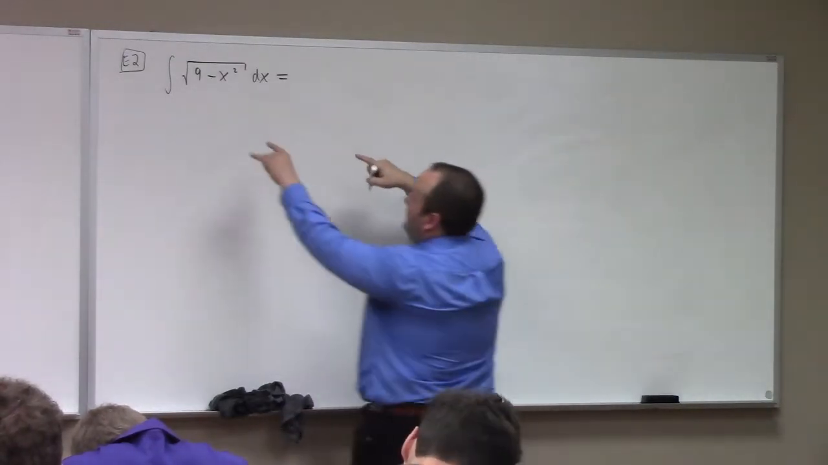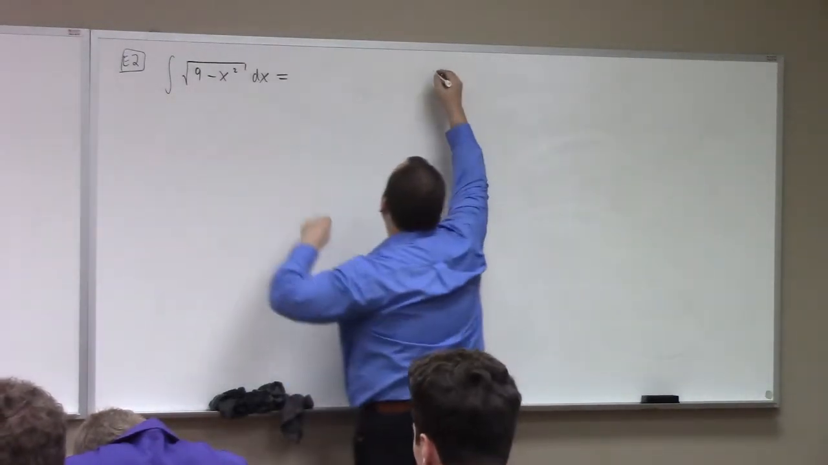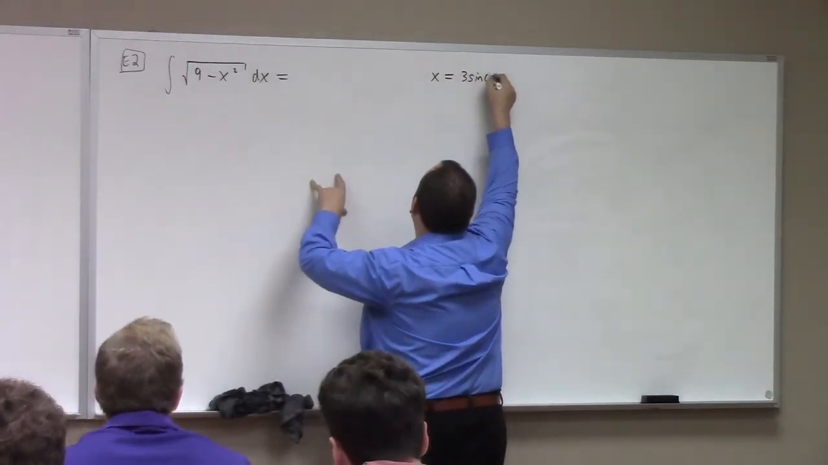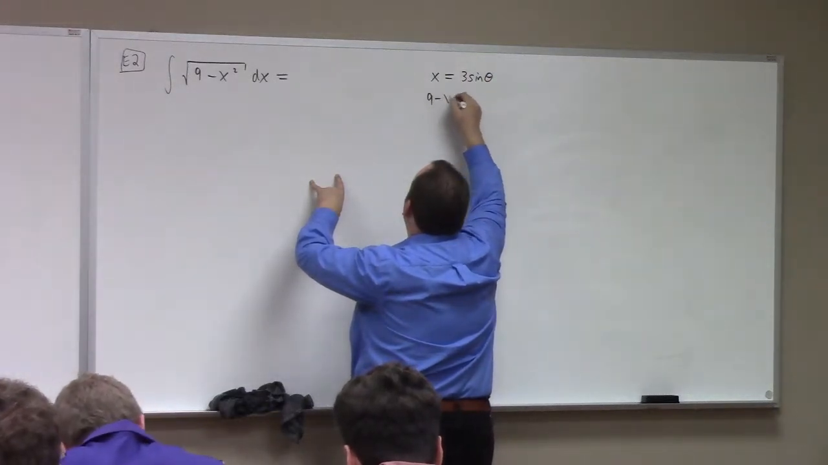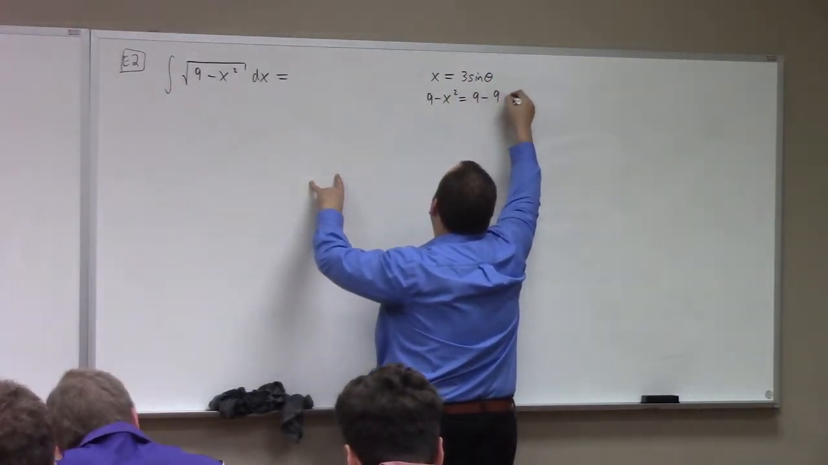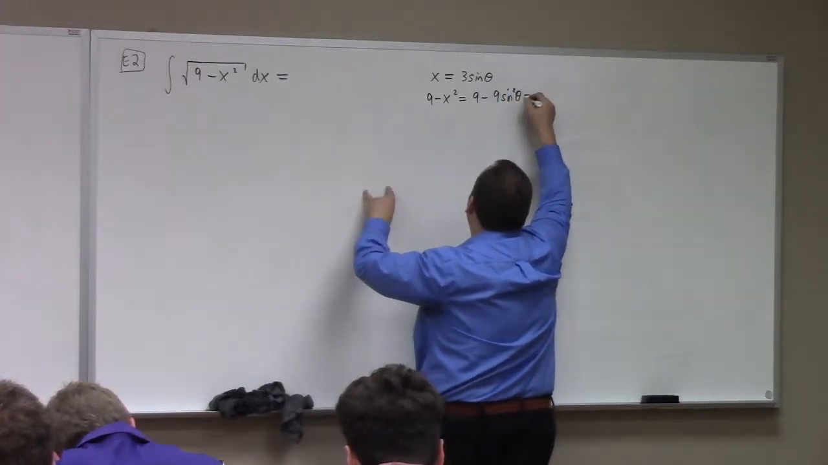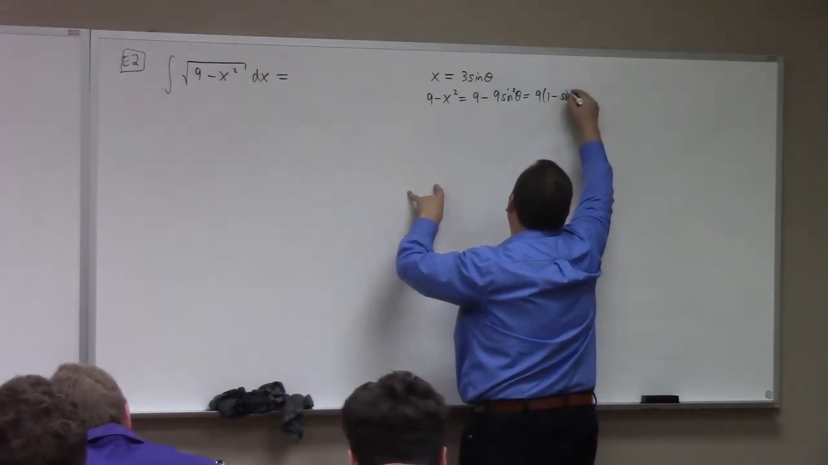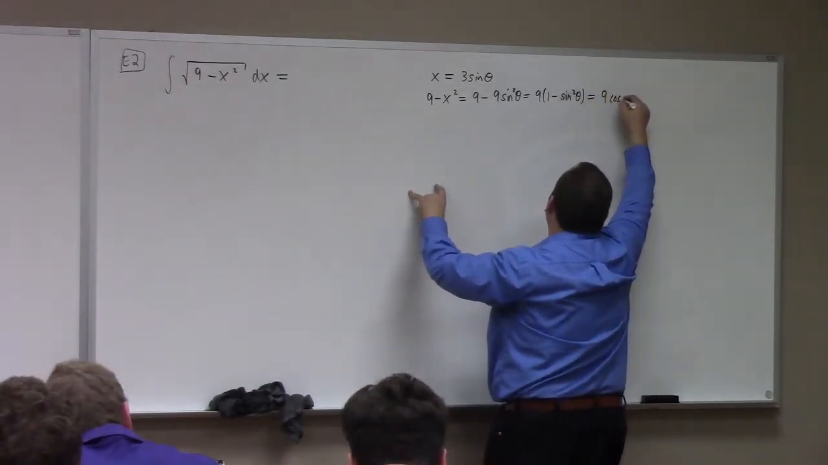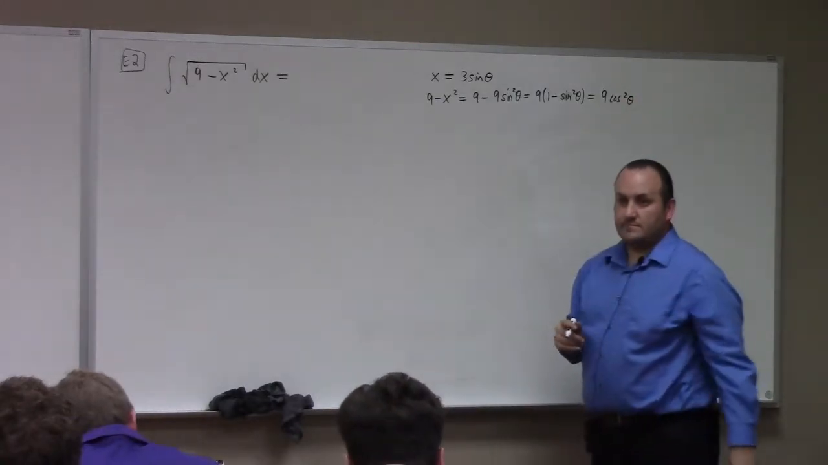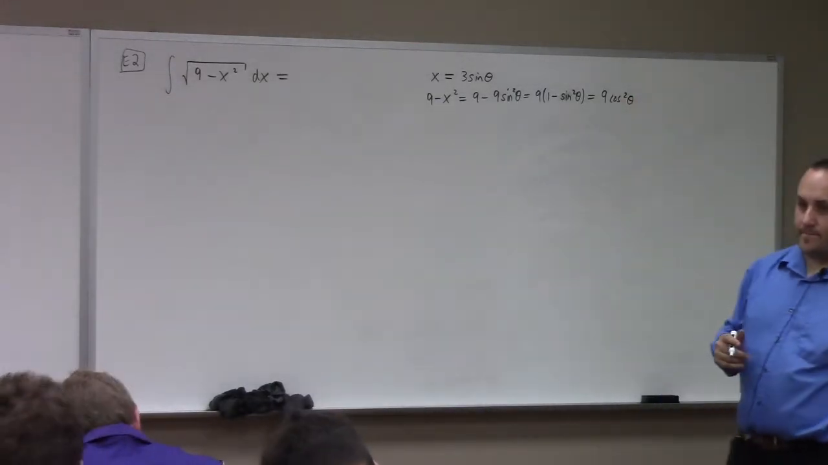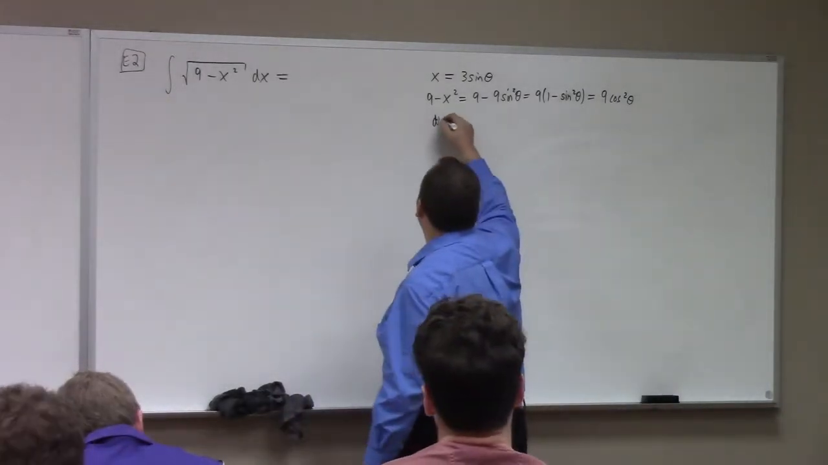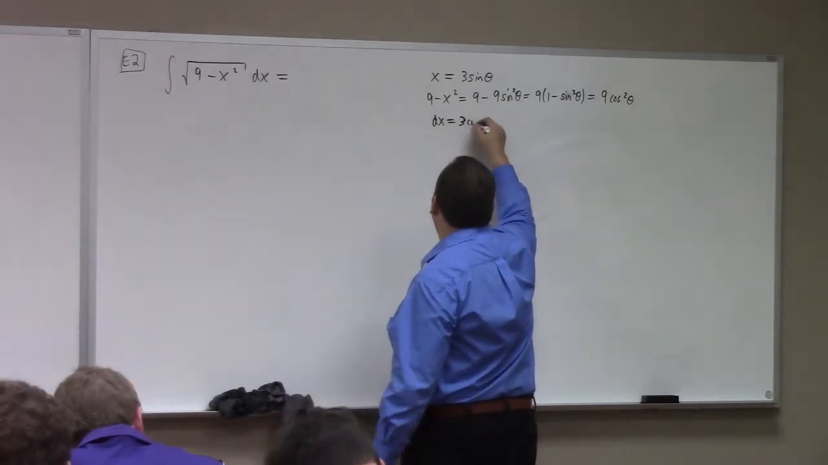So I'm going to let x equal to 3 sine theta. And the reason I'm going to do that is that then 9 minus x squared is 9 minus 9 sine squared theta, right? So I factor out the 9, and I get 1 minus sine squared theta, right? Which is 9 cosine squared theta. Right? And my dx is 3 cosine theta d theta.